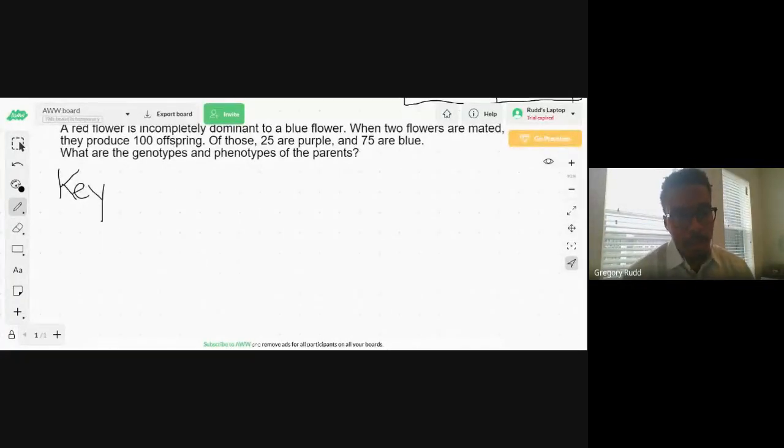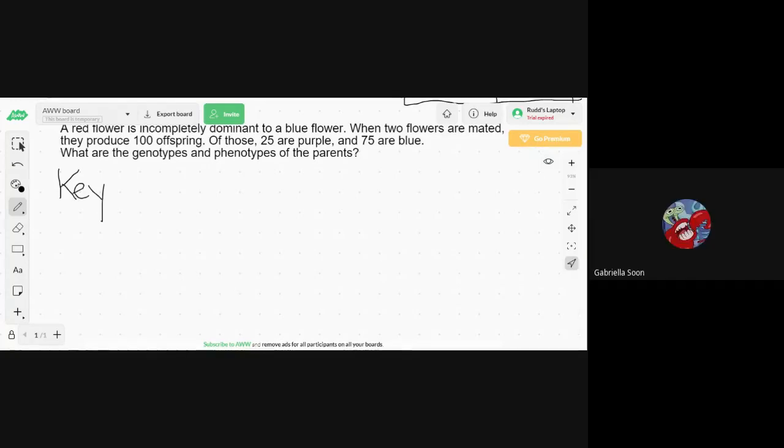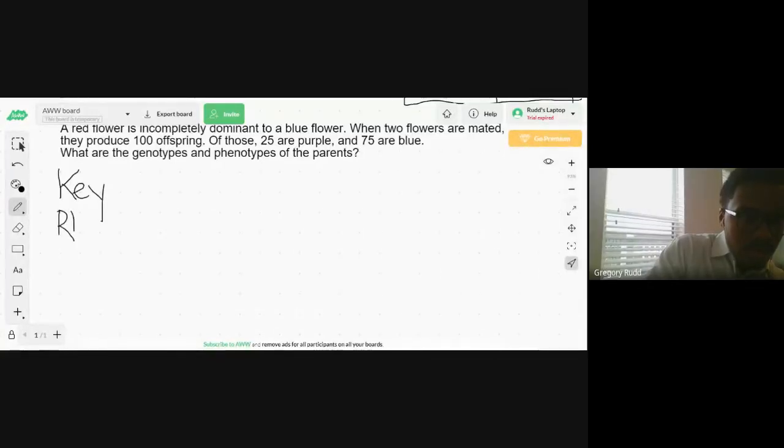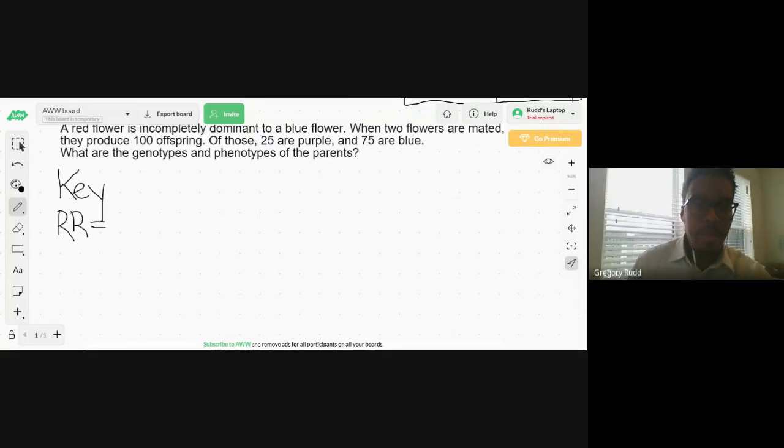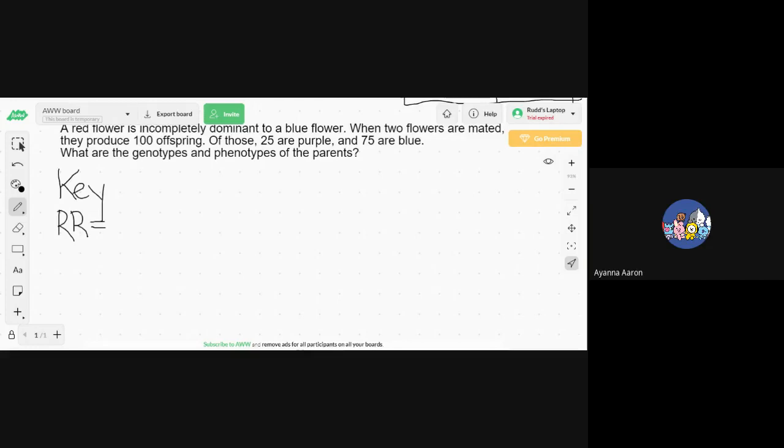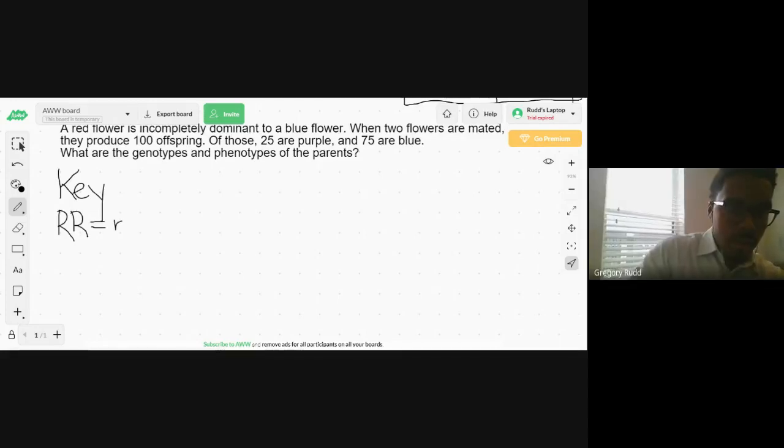Okay, so what should I put in my key? If a red flower is incompletely dominant to a blue flower, what goes in my key? Two R's. Okay. Yeah, I can start with two R's. And that's my homozygous dominant genotype. So what's the phenotype of two R's? The red flower. Red. Good.